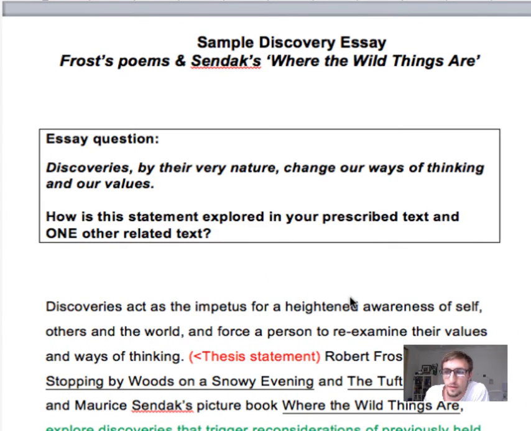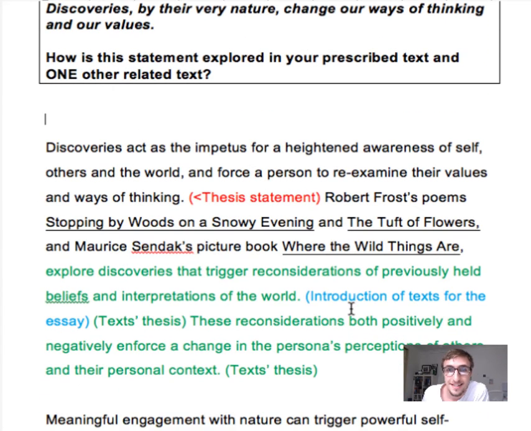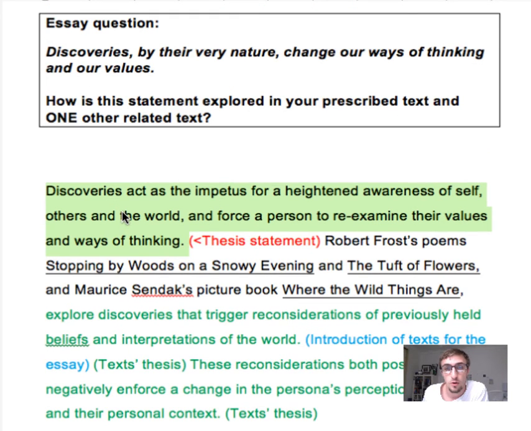Now, all of these notes you should actually have on the sheet unless you were away. But just to remind you, the essay always starts with the thesis statement, which we've written in here. And the question that I did a sample essay for was different. This question: discoveries by their very nature change our ways of thinking and our values. So the two parts that I'm looking at is how does a discovery change ways of thinking and change our values? And the same ending, how does this statement exploit in your prescribed text and one other related text?